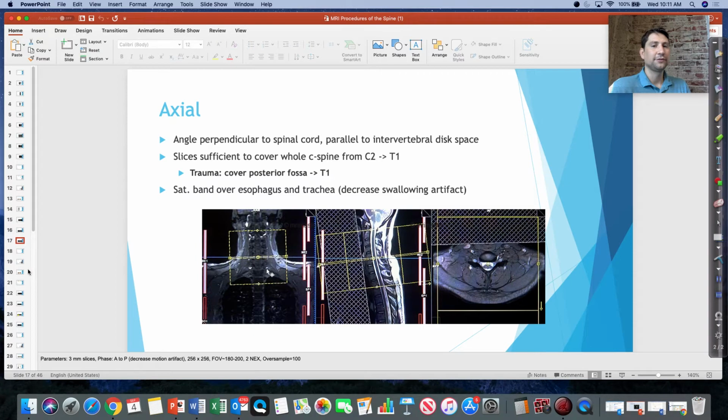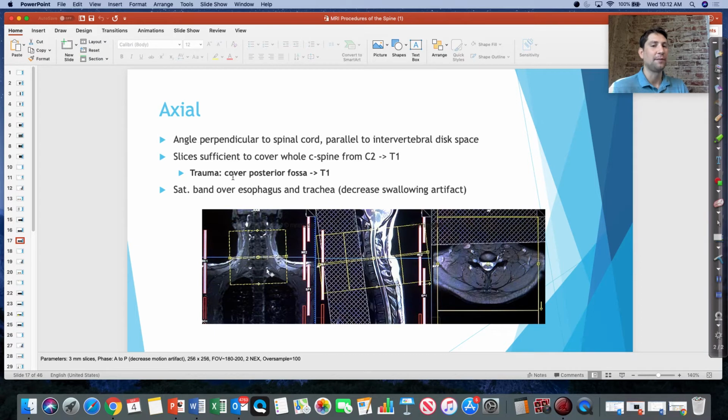Your axials, notice the difference between a typical axial for a C-spine when it's not trauma. All you have to do is cover from C2 down to T1, get all those disc spaces. You're going to want to be perpendicular to those disc spaces or perpendicular to your spinal cord. Make sure you have some oversampling because your phase direction is A to P. Keep your sat band there.